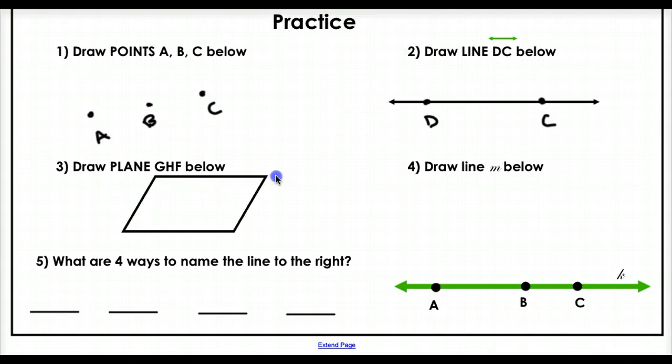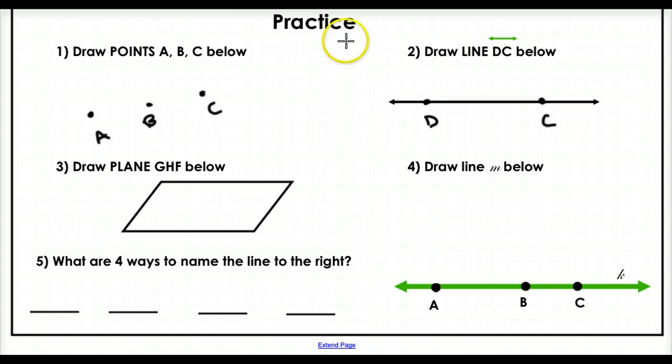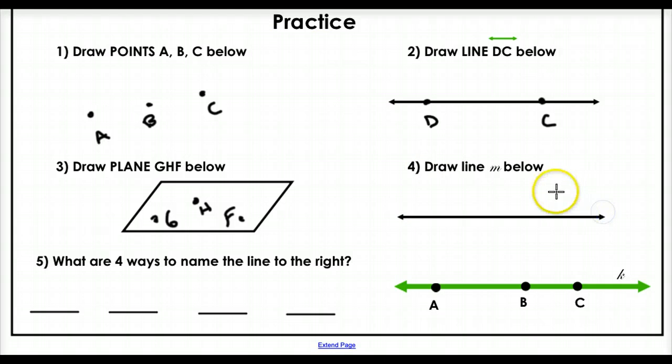Okay, and let's draw one of these. Now we need 3 points on it. 1, 2, and 3, and we're going to call it G, H, and F. Beautiful. Draw a line M below. Well, we don't know the points on this, but we know we have a line, and we know we have a little lowercase m. Okay. Done. That's line M.